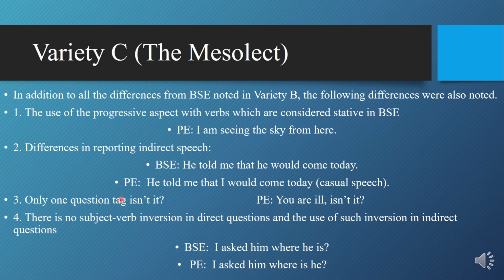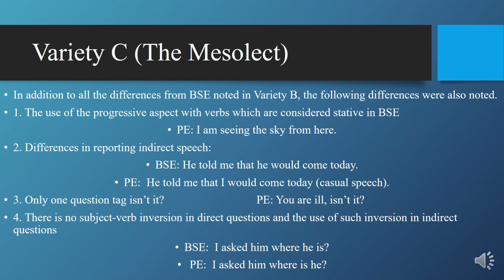Only one tag question, "isn't it?" Pakistani speakers use only one tag question. You are ill, for example, isn't it? Then, there is no subject-verb inversion in direct questions, and such inversion is used in indirect questions. For example, in British English, the speaker uses the sentence "I asked him where he is," meaning he uses "he" first and then "is." But in Pakistani English, the speaker uses the sentence "I asked him where is he."